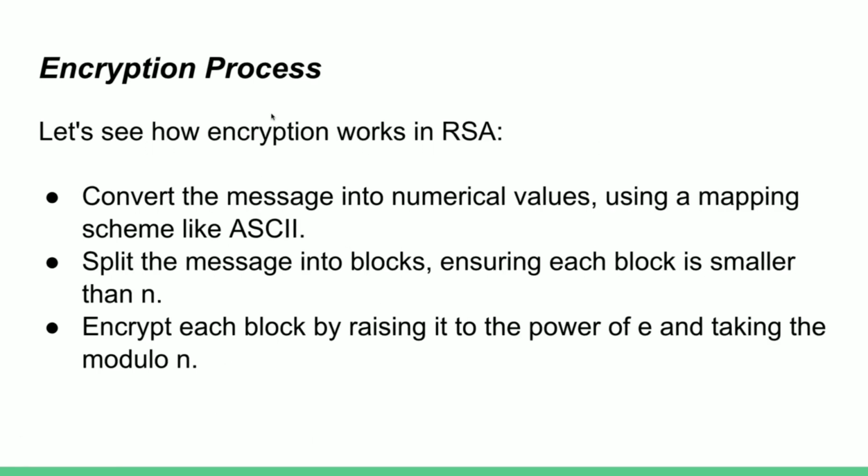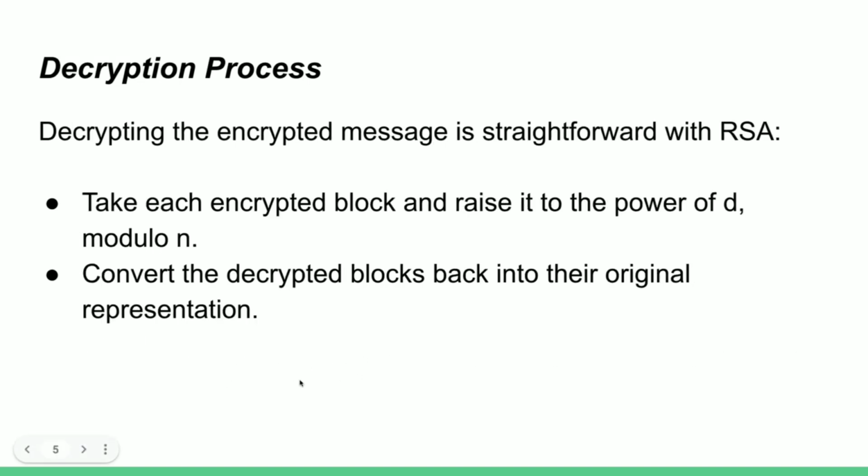Encryption process. Let's see how encryption works in RSA. Convert the message into numerical values using a mapping scheme like ASCII. Split the message into blocks, ensuring each block is smaller than n. Encrypt each block by raising it to the power of E and taking the modulo n.